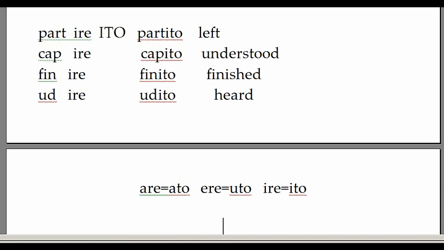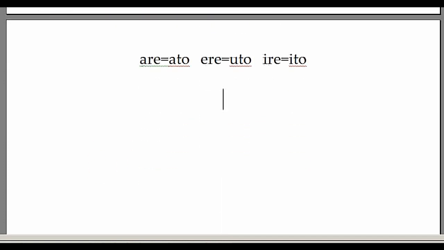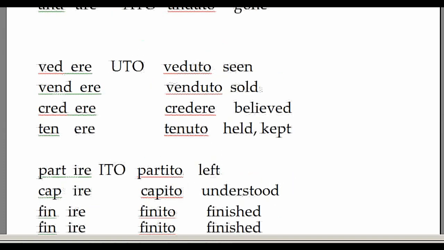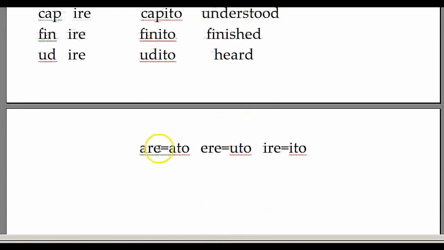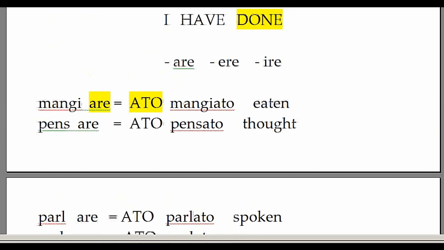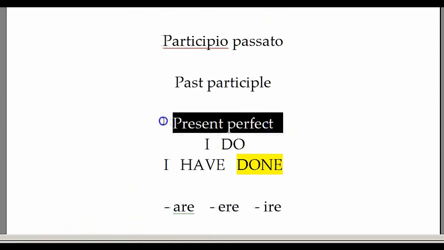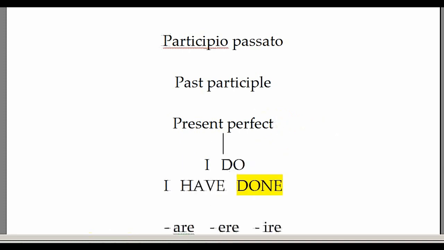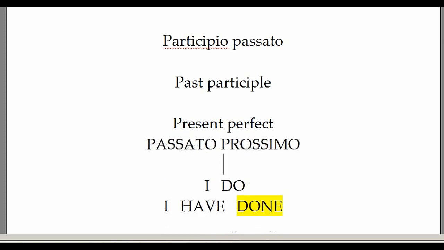Now, there are several exceptions, but we are not going to get into those now. For the time being, the general rule is there. Are verbs, the past participle, replaces are with ato, ere, uto, ire, ito. And as to the function, it is used like in English in the formation, for instance, of the present perfect, which in Italian is called passato prossimo.